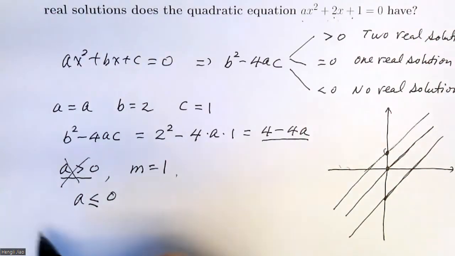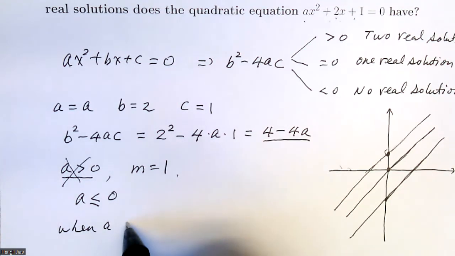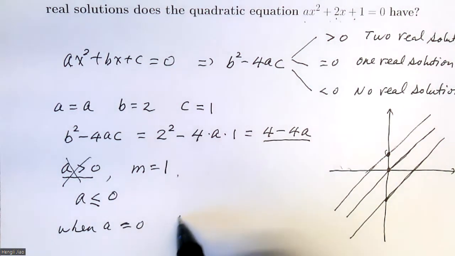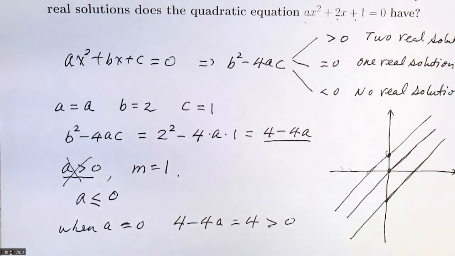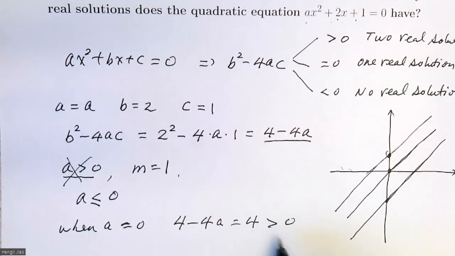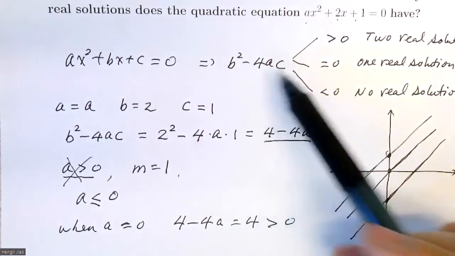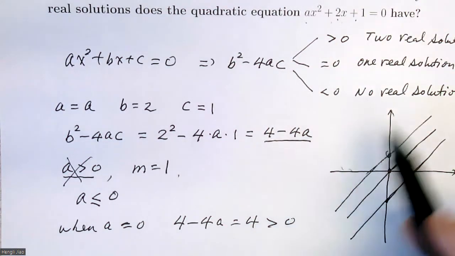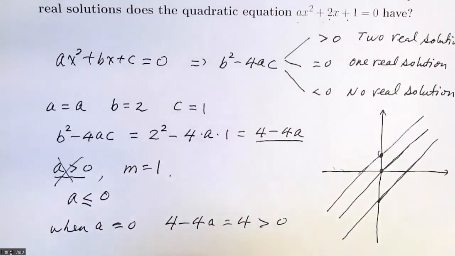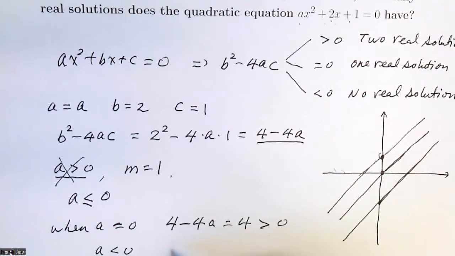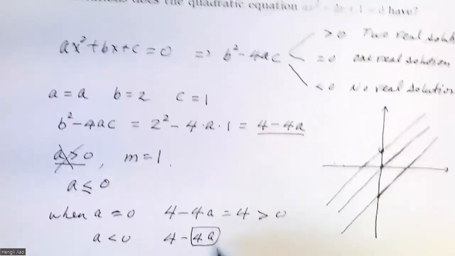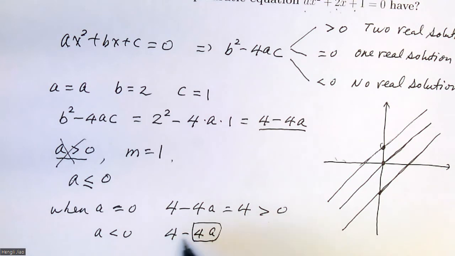So when a equals 0, you can see 4 minus 4a equals 4, which is greater than 0. So you have 2 real solutions because the discriminant is greater than 0. If a is less than 0, then 4a is a negative number. 4 minus a negative number is positive, it's greater than 0.